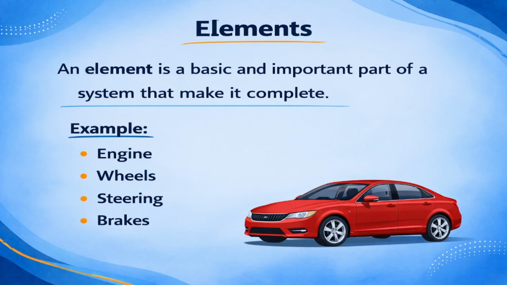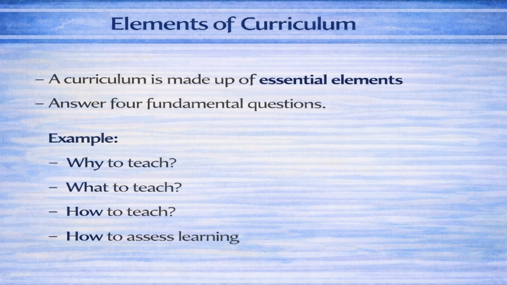Before we discuss elements of curriculum, let's first understand what an element means. An element is a basic and important part of a system that makes it complete. Let's take the example of a car. A car has elements like engine, wheels, steering and brakes. These elements make the car complete and make it work properly. Similarly, a curriculum is made up of essential elements, and these elements are the basic and important parts or machineries that together make the curriculum complete and function properly.